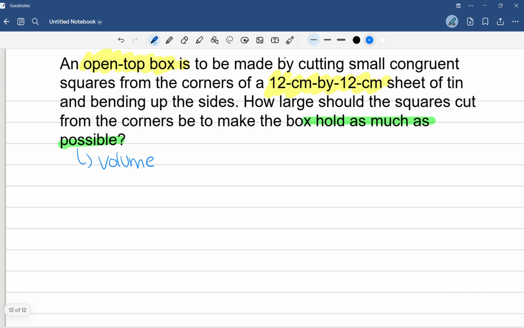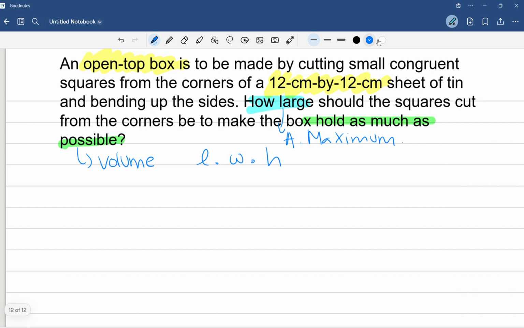Now, when I look at the term how large, it means how big, right? So how big means I'm searching for an absolute maximum. Now let's get started with the first step. I need the volume of the open top box, so basically I'm finding the volume. It is going to be length times width times height.